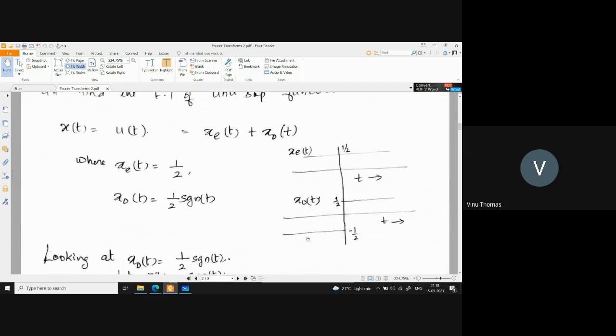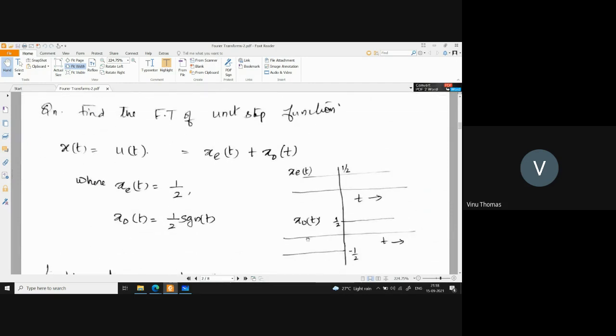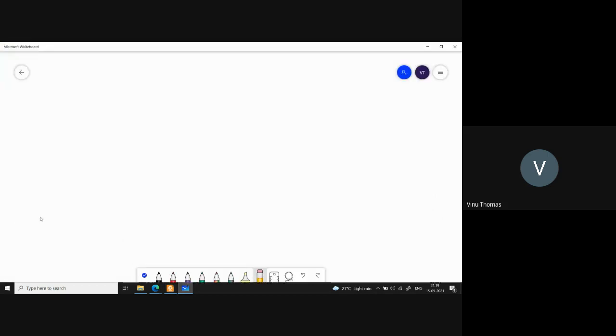Now let us try to find out the Fourier transform of the unit step function here. Now this is approached in a very different manner. So here we have some peculiarity. Later we will see the relationship between Fourier transforms and Laplace transforms. So we will discuss Laplace transforms once we discuss the Fourier transform completely.